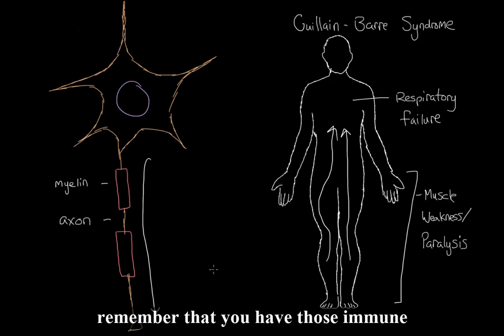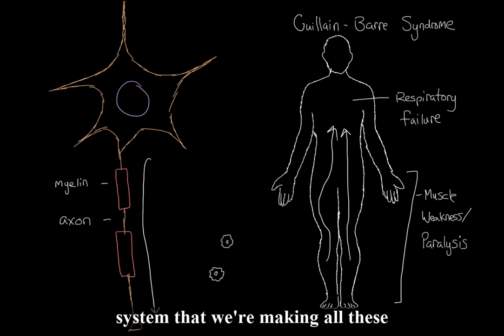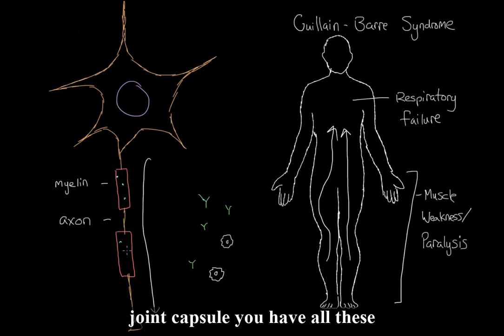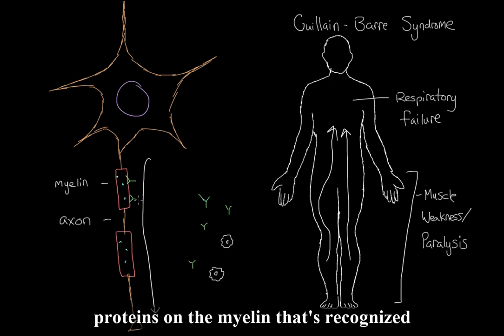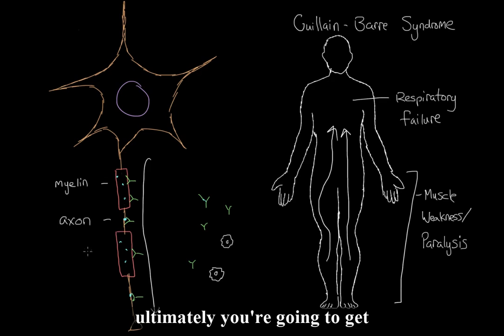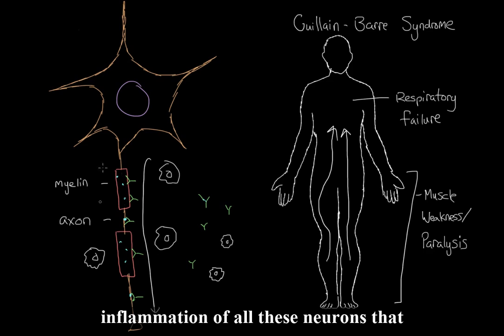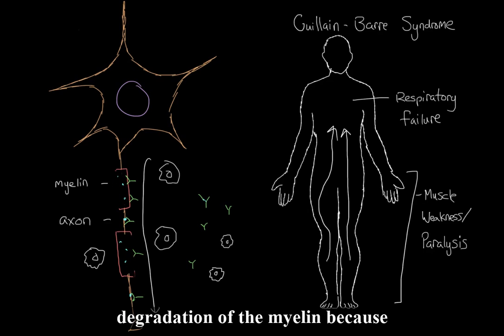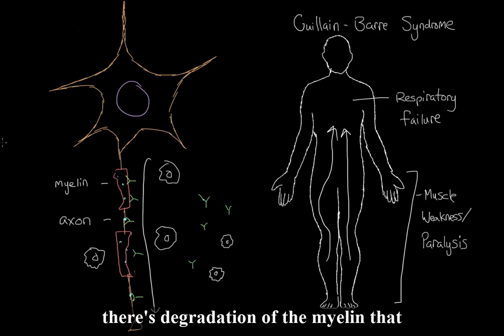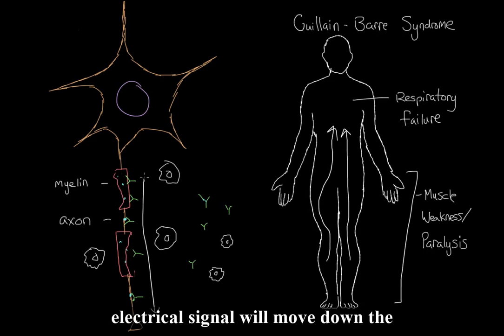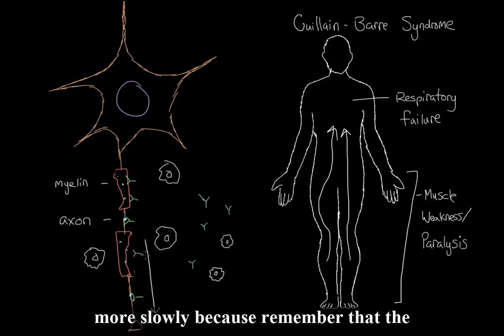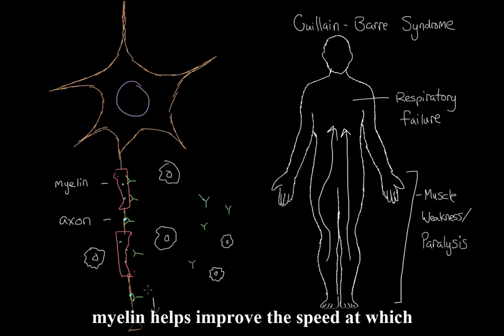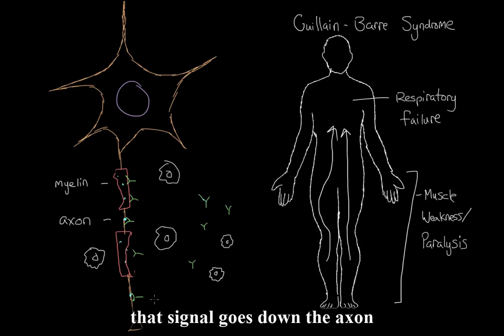Once again, remember that you have those immune cells in your gastrointestinal system that were making all these antibodies. Like the proteins in the joint capsule, you have all these proteins on the myelin that's recognized by those antibodies. You may even have some proteins on the axon itself that can be recognized by the antibodies. And ultimately, you're going to get inflammation of all these neurons. That inflammation is going to lead to a degradation of the myelin. Because there's degradation of the myelin, that electrical signal will move down the axon much more slowly. Because remember that the myelin helps improve the speed at which that signal goes down the axon.